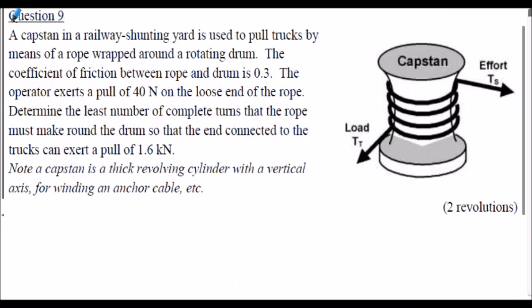And here's question 9. This actually relates very much to the example 5 we commenced this presentation with. We've got to determine the least number of complete turns of the rope around the capstan or the drum, and the answer is shown here in the bracket.